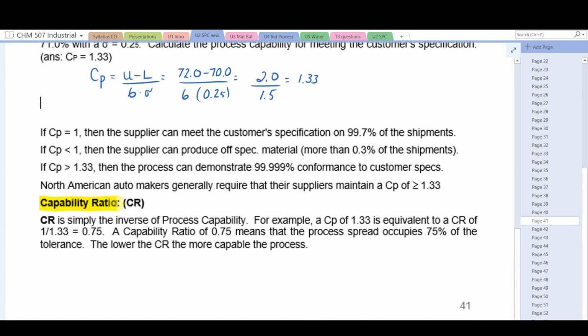Capability ratio is another term for Cp. CR, capability ratio, is simply the inverse of process capability. For example, a Cp of 1.33 is equivalent to a CR of 1 over 1.33 or 0.75. So a capability ratio of 0.75 means that the process spread occupies 75% of the tolerance. Obviously, the lower the capability ratio, the more capable is the process.